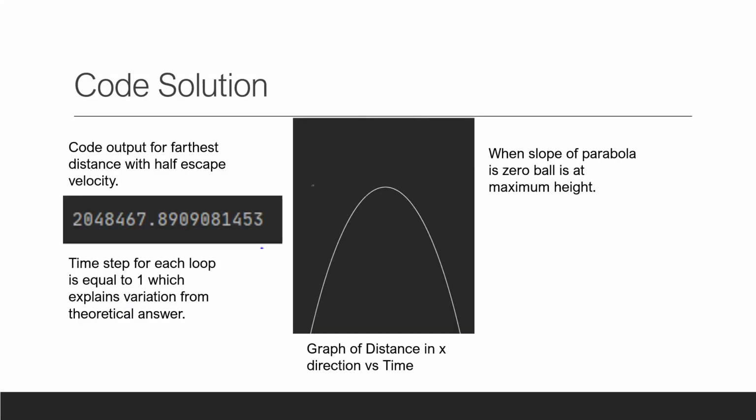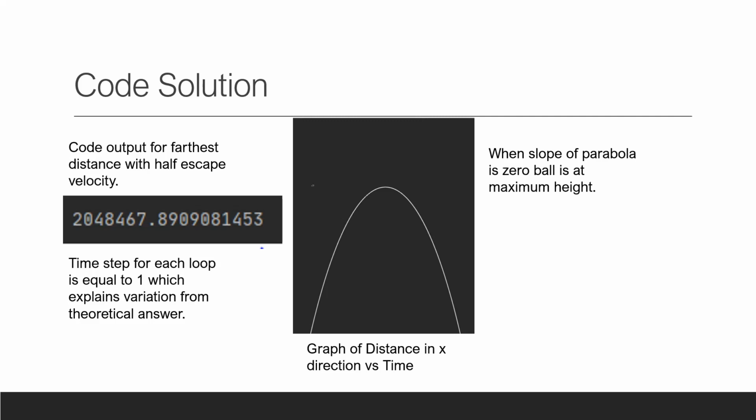So next we have the code solution. As you can see from the code output, for the farthest distance with half escape velocity, we got about 2.05 times 10 to the 6, which was almost the same. The reason for this variation was because the time step for each loop is equal to 1, which explains why there's a variation between theoretical and experimental.